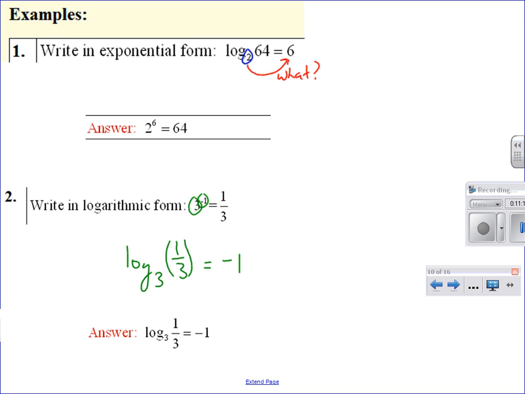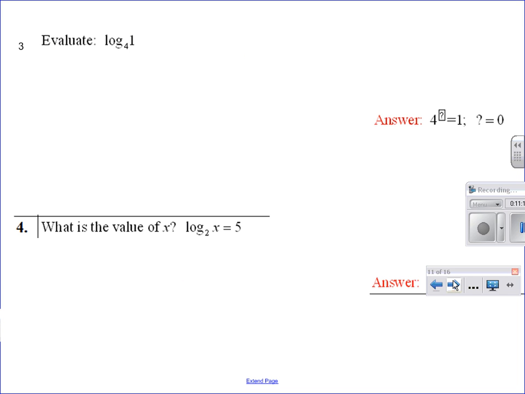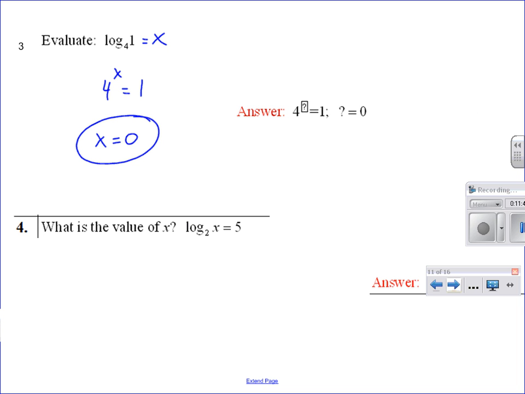Okay? And let's move to the last little spot here. Evaluate. Well, log base 4 of 1 is what? Anytime it says what and I don't have anything, I'm going to fill in an x. So 4 to the x equals 1. Well, 4 to the 0 is good there. So x equals 0. That's all you do for that.